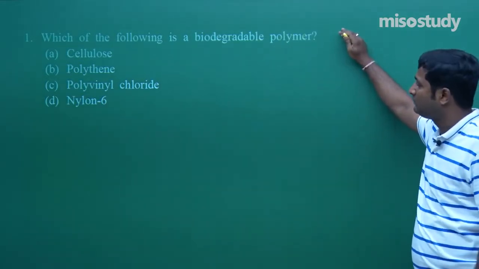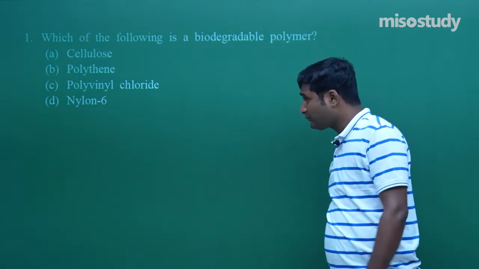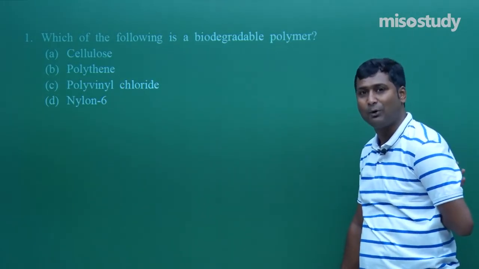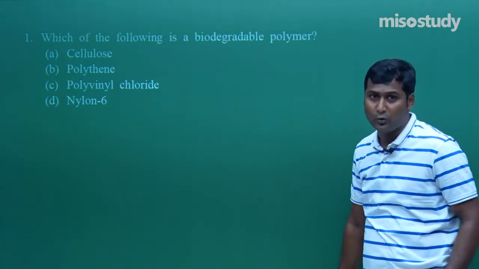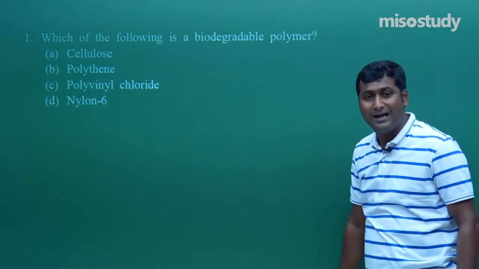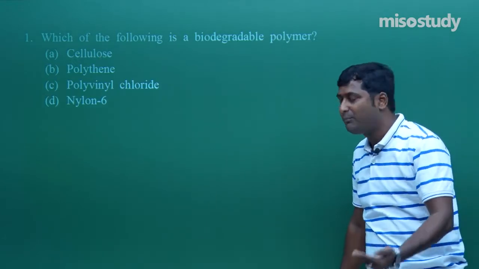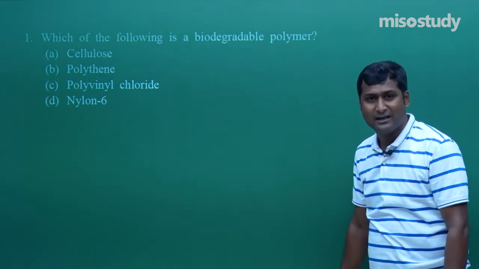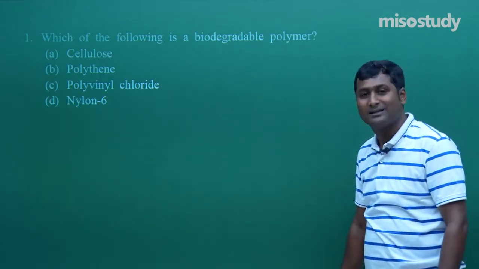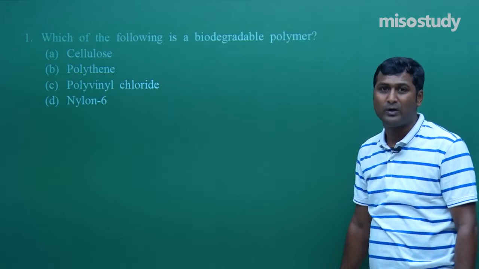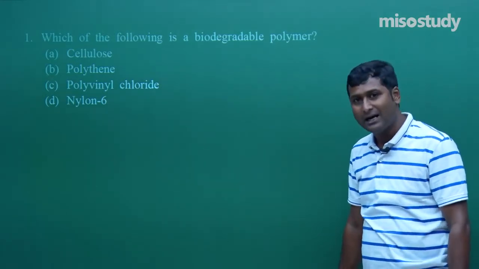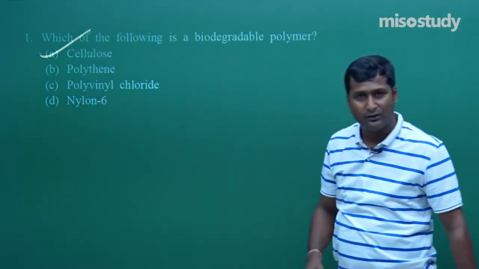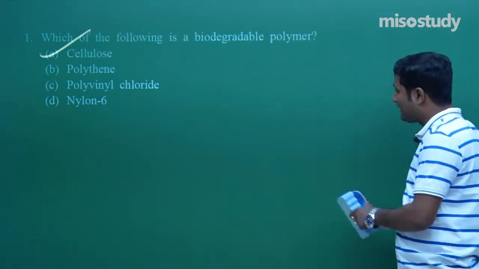Polythene, polyvinyl chloride, nylon 6, these are all synthetic polymers. But cellulose is a natural polymer, and we all know natural polymers are easily biodegradable. So for question number 1, we can say cellulose is the correct option, that is, A is the correct option. Clear to you? Now let's move to the next question.